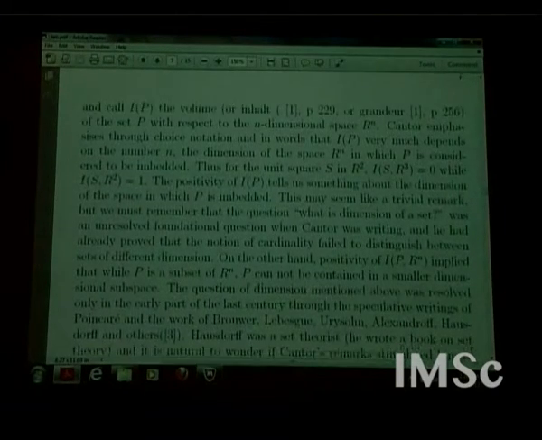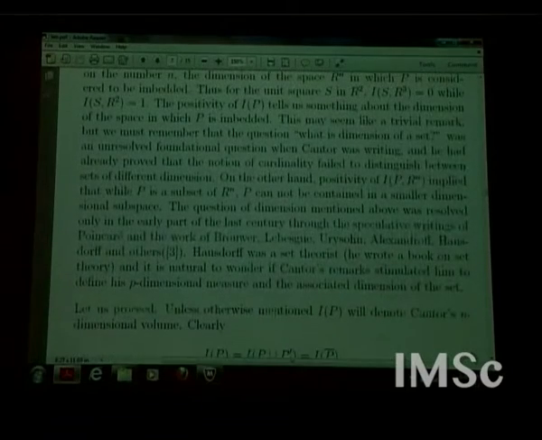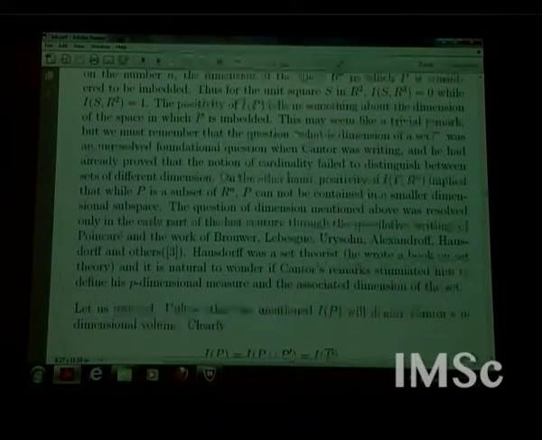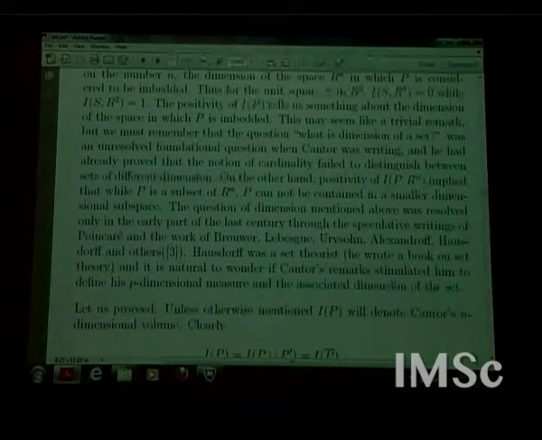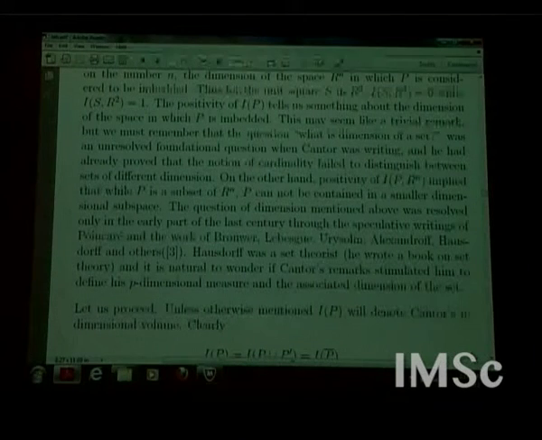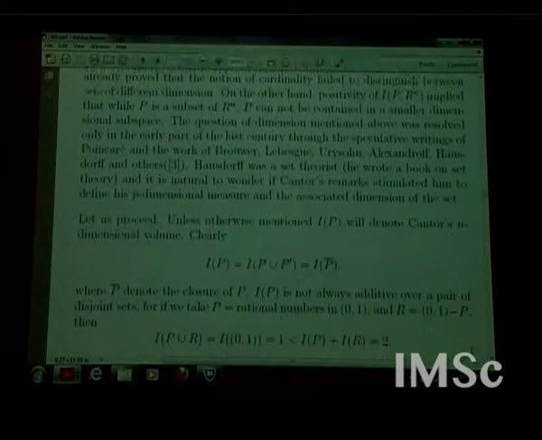Then these are my own remarks. The question of dimension mentioned above was resolved only in the early part of last century through the speculative writings of Poincaré and the work of Brouwer, Lebesgue, Urysohn, Alexandrov, and Hausdorff. Hausdorff was a set theorist. We all know that he wrote a book on set theory. And it is natural to wonder if Cantor's remarks stimulated him to define his p-dimensional measure and associated dimension. Okay, so let us proceed now.